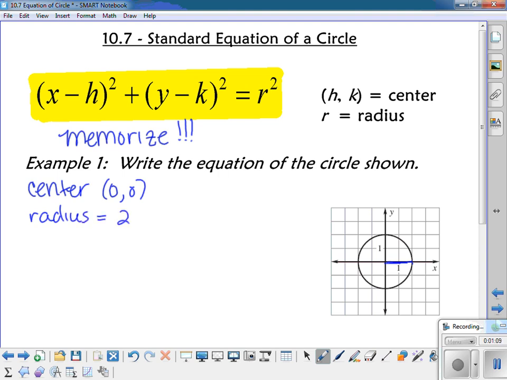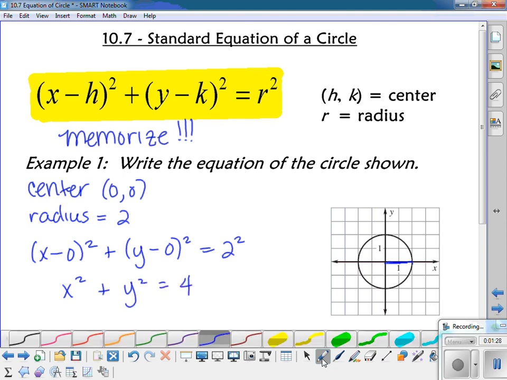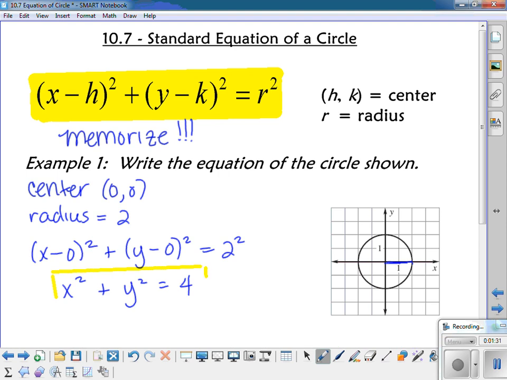So then you just plug it into the standard form. x minus 0 squared plus y minus 0 squared equals 2 squared. Well, x minus 0 is just x, so you can simplify it to x squared plus y squared equals 4. And so that would be the standard equation for the circle whose graph we have. And it's that easy.